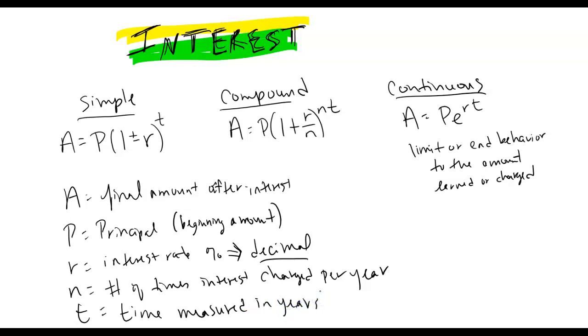Okay, so now that we've kind of explained what all the variables are about, we're going to run some problems so that you can sort of see how this is used, and then the differences in those amounts.